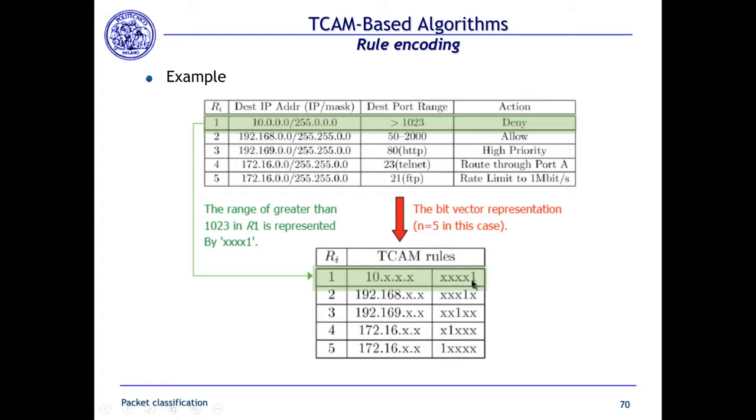These are the columns that correspond to the encoding of the second field. Why do we use 5 bits here? Because in this field we have defined 5 possible ranges. The first range is greater than 1023. The second range is between 50 and 2000, and the other three ranges are equal to 80, equal to 23, and equal to 21.